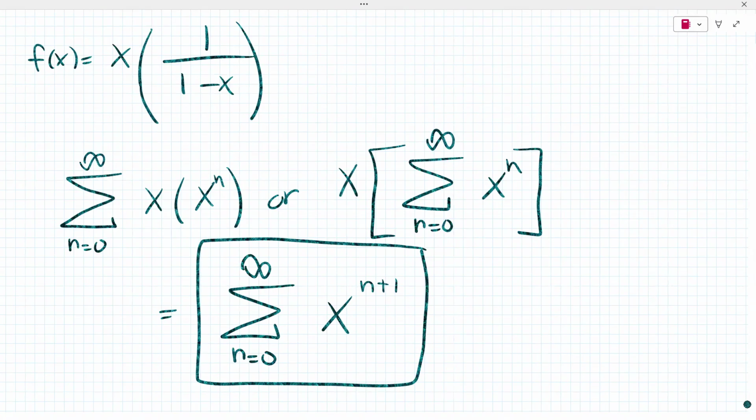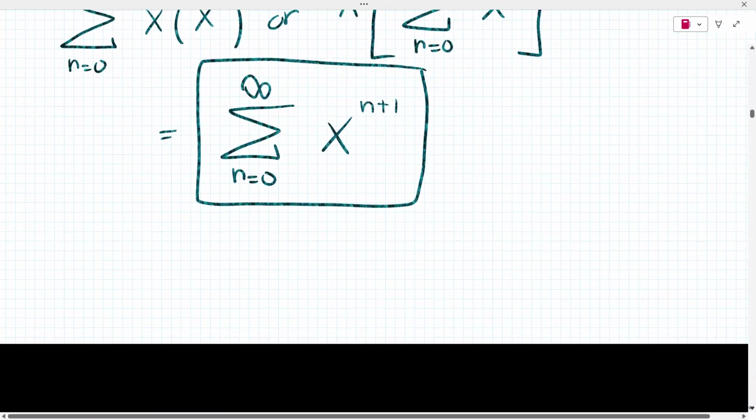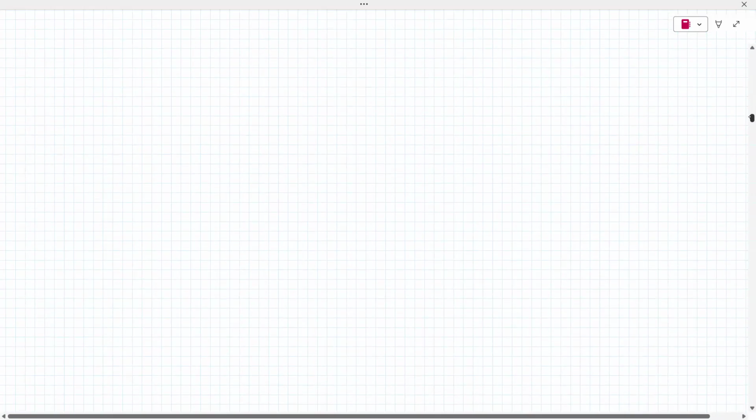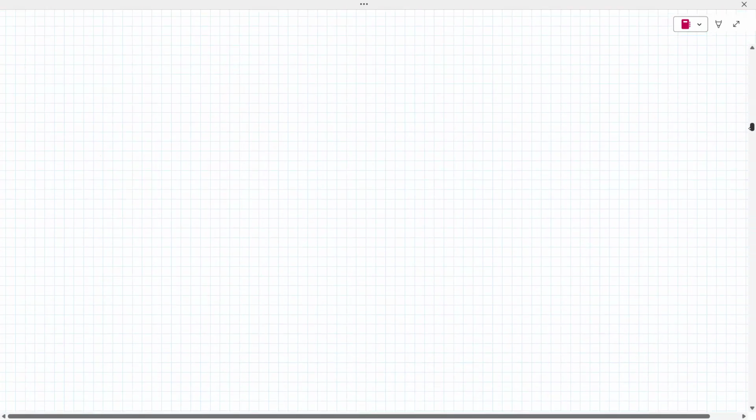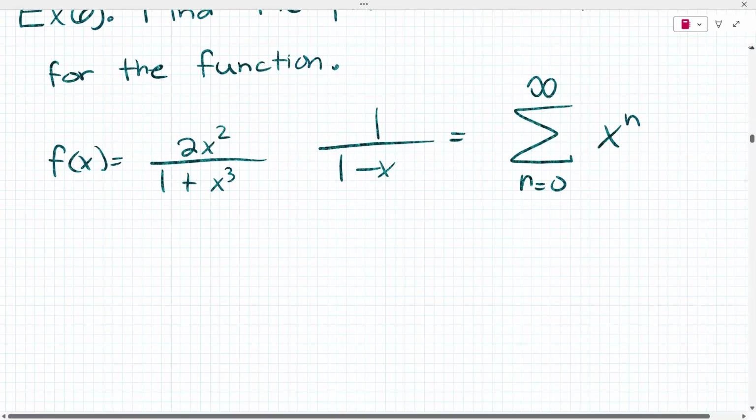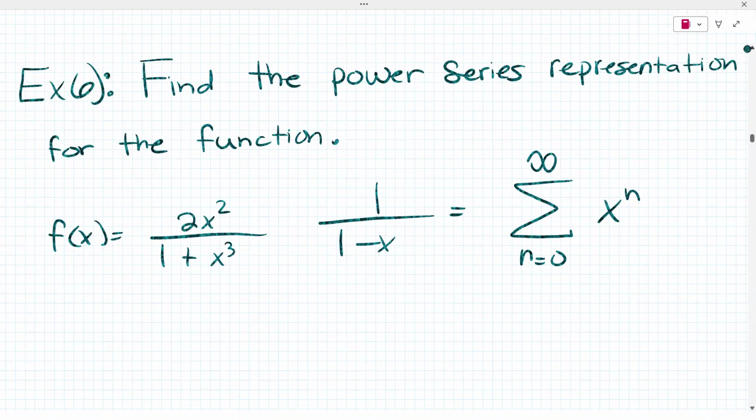Okay, so that is your final answer. So let's move on to example 6. Example 6 says find the power series representation for the function f of x equals 2x squared over 1 plus x cubed. And I wrote down this to help us to solve this.